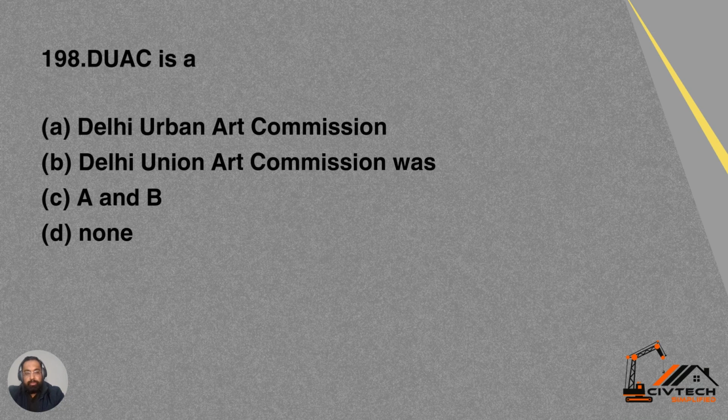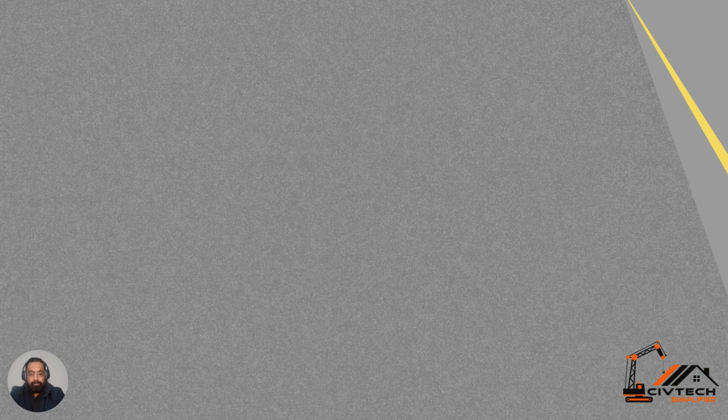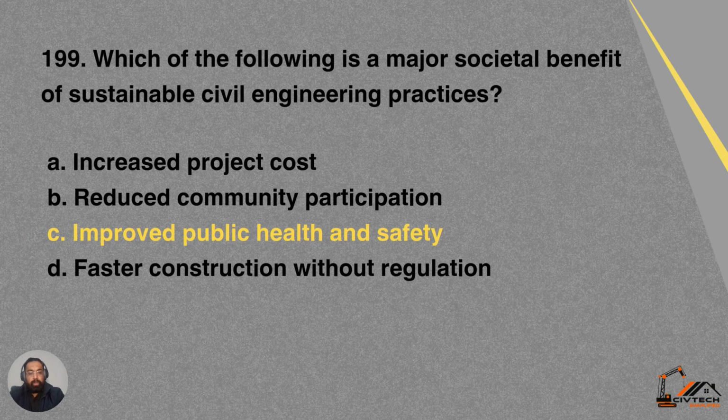198. What is meant by DUAC? DUAC. Option A, Delhi Urban Art Commission. Option B, Delhi Union Art Commission. Option C, A and B. Option D, none of the above. So A is the correct option. DUAC means Delhi Urban Art Commission.